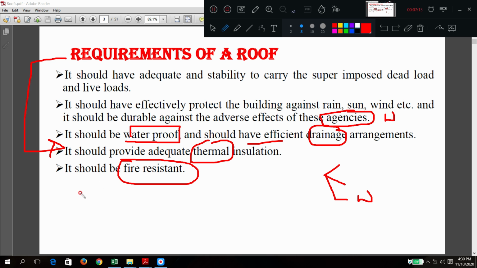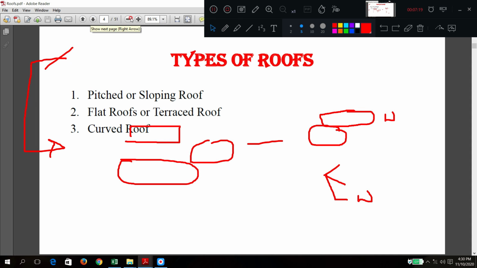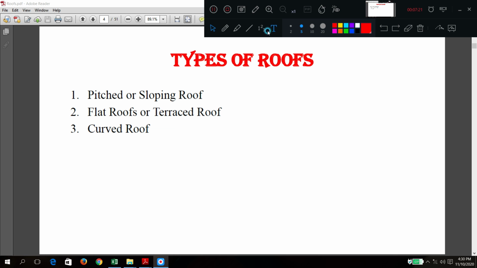Okay, so now these are the requirements. We'll go to the next one. We have types. Very important from the exam point of view. So many times they have asked, explain briefly the types of roofs for 10 marks, 12 marks. It's a very detailed concept, but in short you can explain. We will see one by one.